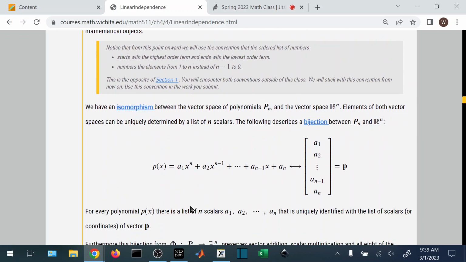There is a deep relationship between the list of numbers from a1 to an and the list of coefficients that make up the polynomial p. Whenever we have a relationship like that, we refer to it as an isomorphism. And we're going to learn in Chapter 5 about linear transformations. An isomorphism is a linear transformation that also happens to be a bijection.